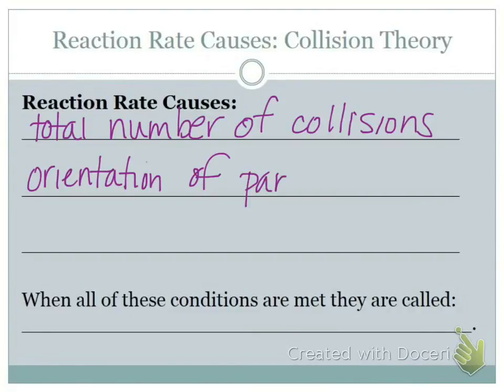In other words, if I had, say, an ionic compound trying to react with each other, if the two negative sides bumped into each other, would they react? No, because they would repel, right? Because the two negative sides. So they have to have the correct orientation of the particles. And then you need to have a collision with enough energy or sufficient energy.